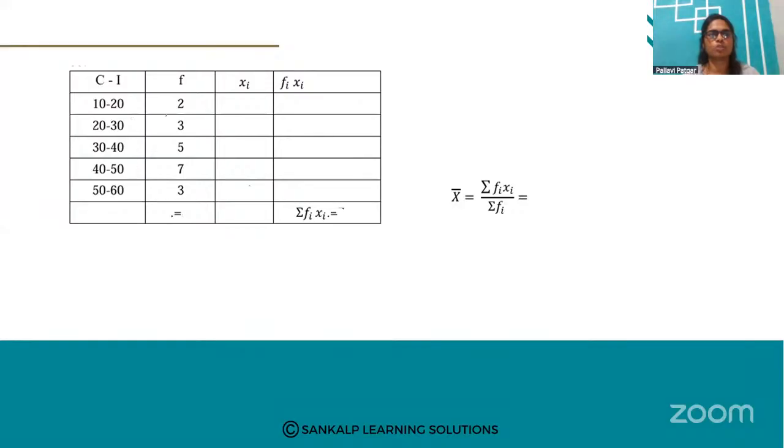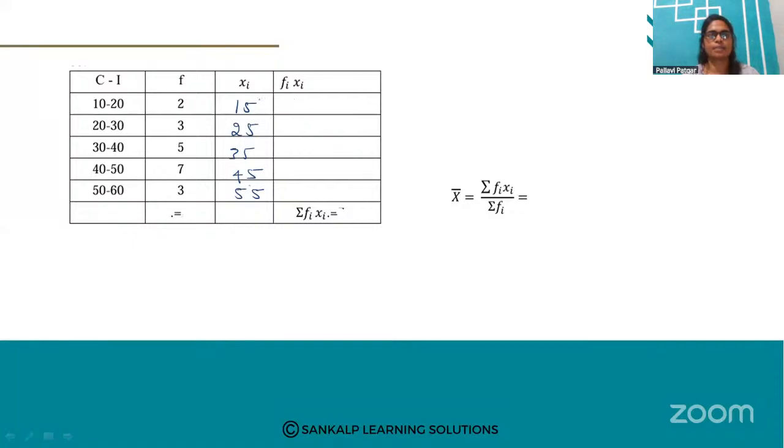So 10 plus 20 divided by 2 is 15. 20 plus 30 divided by 2 is 25. 30 plus 40 divided by 2 is 35. 40 plus 50 divided by 2 is 45. 50 plus 60 divided by 2 is 55. Now calculate the product of frequency and class mark for each interval.